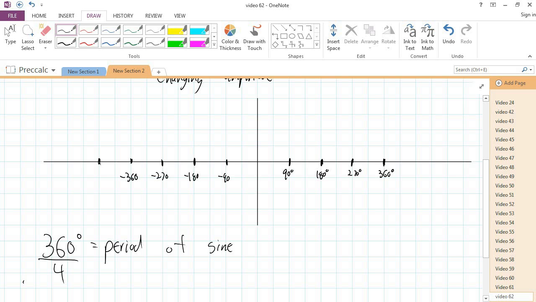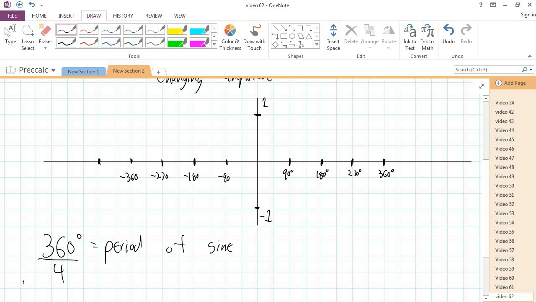Okay? Now, on the y-axis, the y-axis is the sine of these angles. The largest value sine could ever be is 1. So I'm going to go 3 blocks up and make that worth 1. And 3 down is -1 because that's the lowest that sine can go.